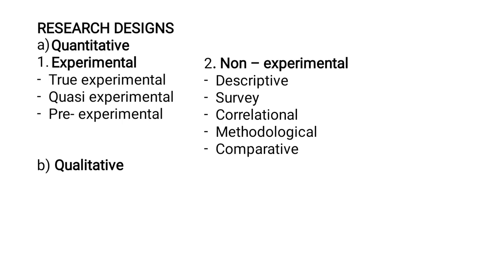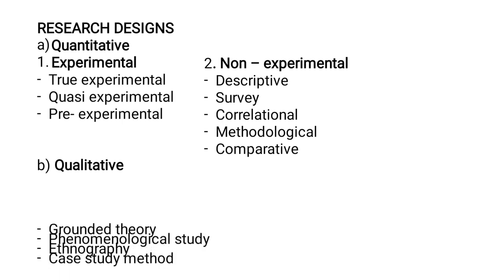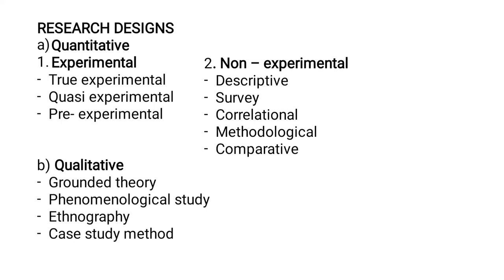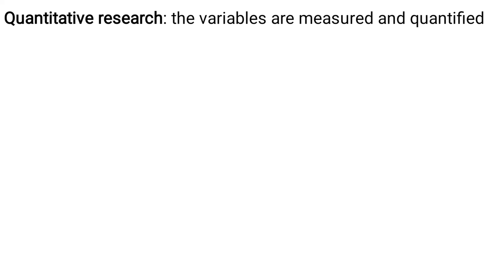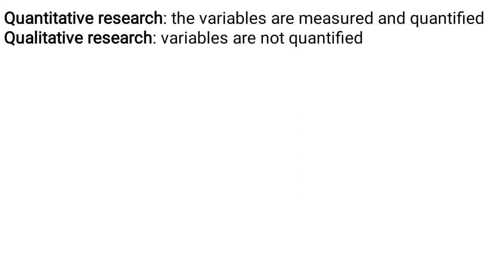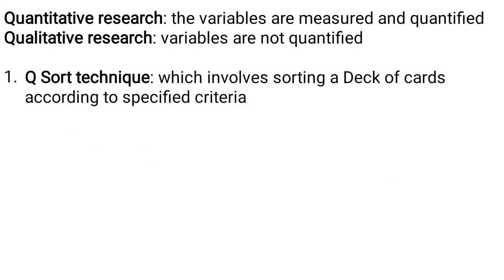So this all comes under quantitative research designs. Whereas in qualitative, we have grounded theory, phenomenological study, ethnography and case study method. So we need to know what comes under quantitative and what comes under qualitative. Quantitative research, the variables which are measured and it can be quantified, whereas in qualitative research, variables are not quantified.